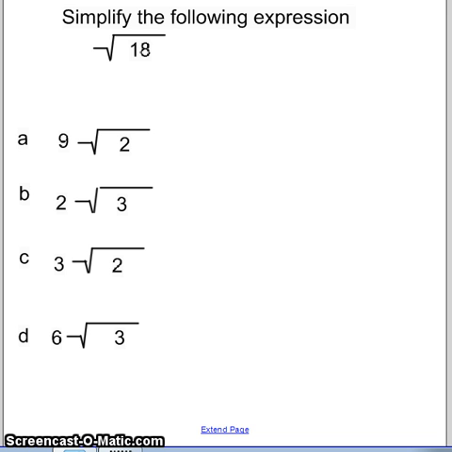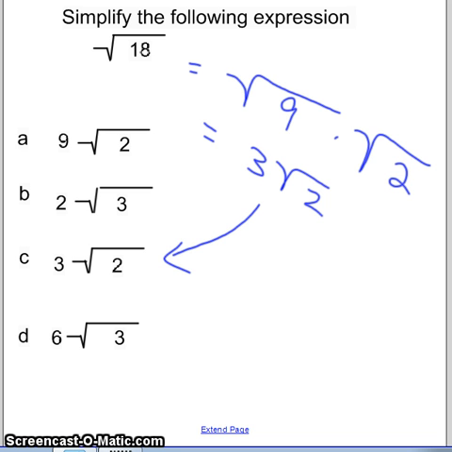The other thing that will be in this section on the SOL is simplifying radicals. When you simplify a radical, you're trying to factor out a perfect square. The perfect square that's a factor of 18 is 9. So the square root of 18 works out to be the square root of 9 times the square root of 2. We know the square root of 9 is 3, so the final answer is C, 3 square roots of 2.